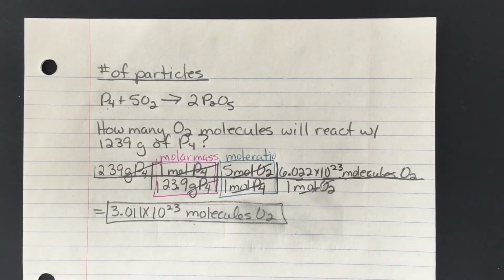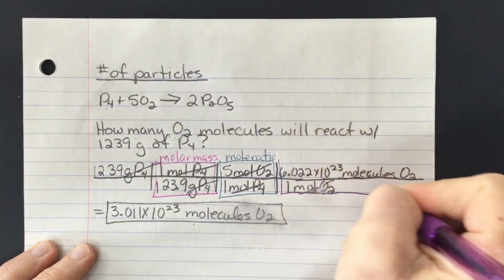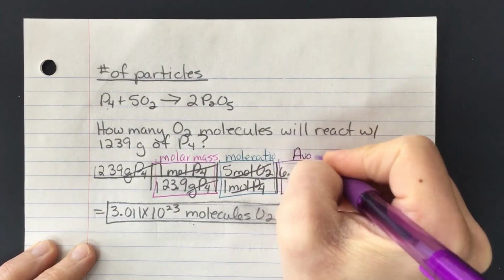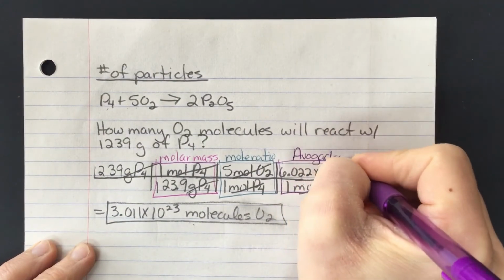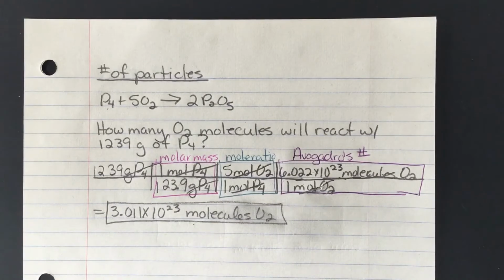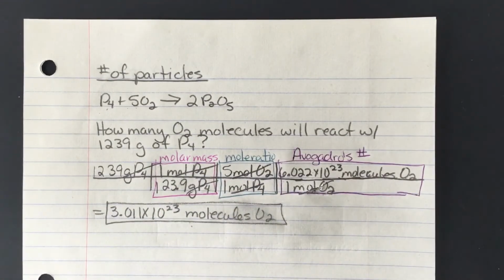And at the end, I have Avogadro's number. And so that's how you do a problem with particles. And if they gave you the particles first, you would just do it backwards. You would do Avogadro's number, then your mole ratio, and then your molar mass if you're trying to go from number of particles to mass. So you would just do that the other way around.